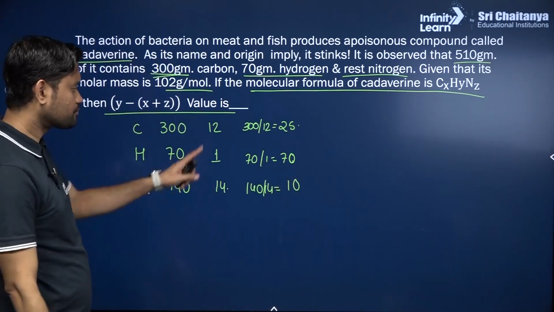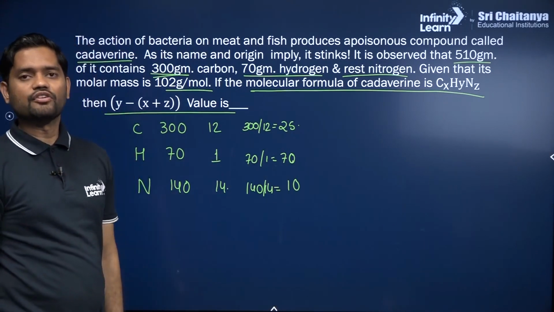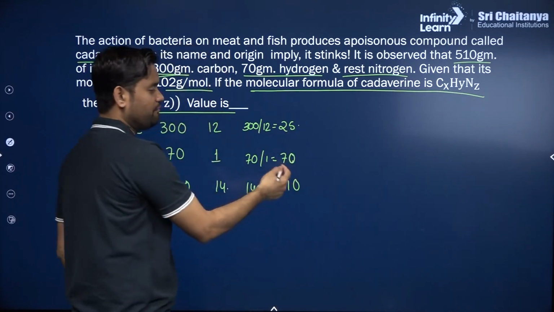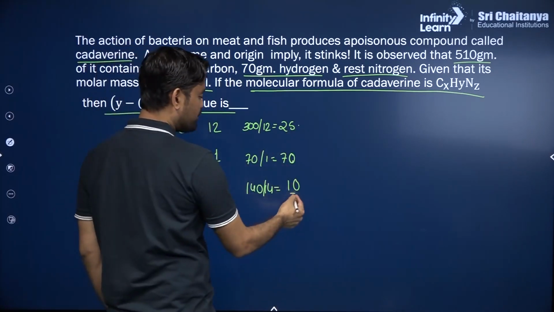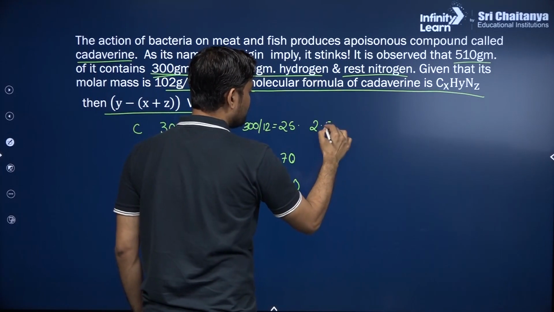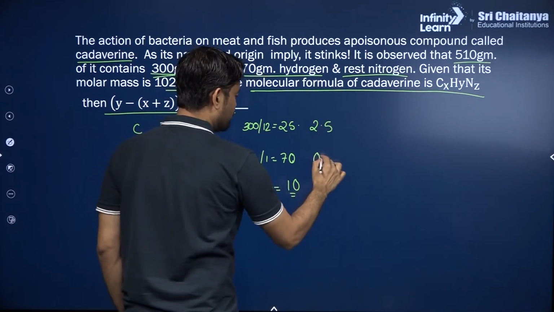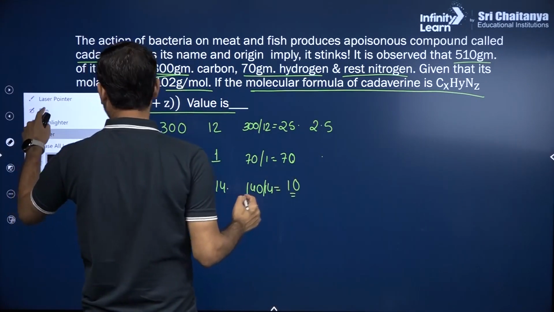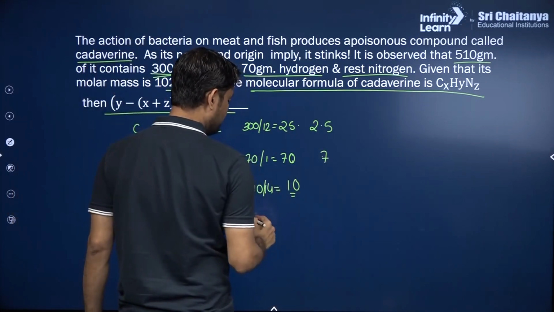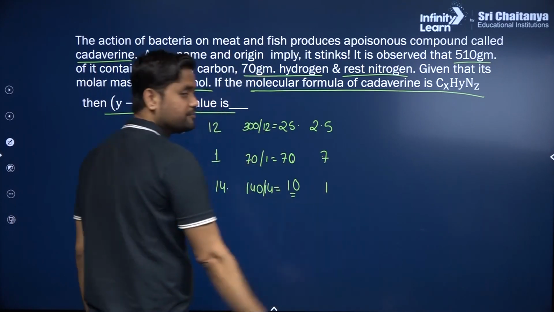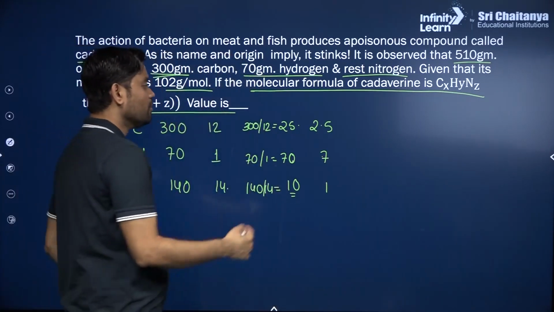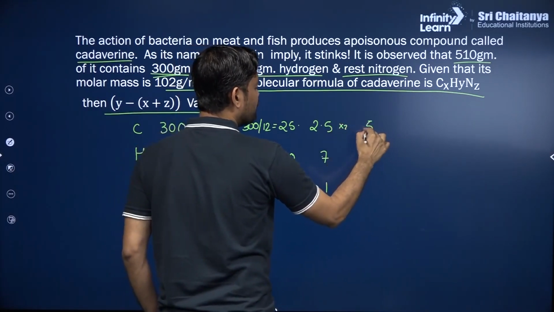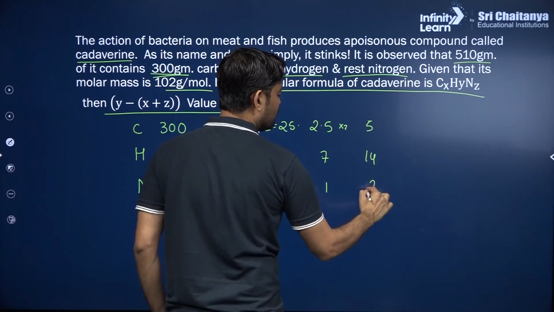Clear? So this is the relative number of moles. So what will be the mole ratio? The smallest one will get divided by all. Smallest one is 10. So mole ratio you will get 2.5, 7 and 1. Clear? So the whole number ratio, we have to multiply it by 2, so it will give you 5, 14, 2.